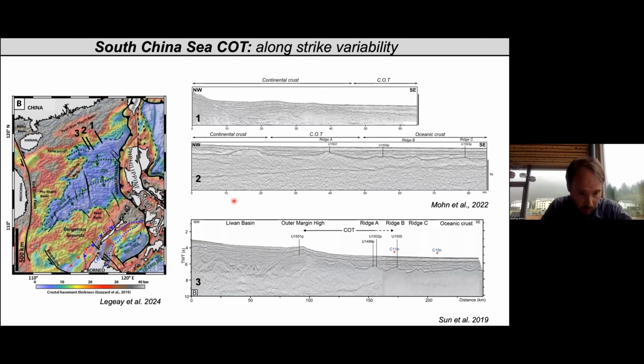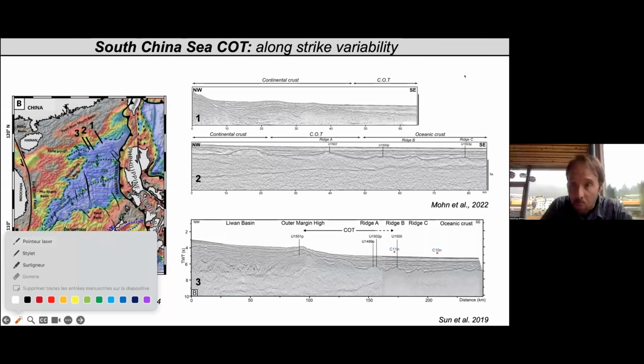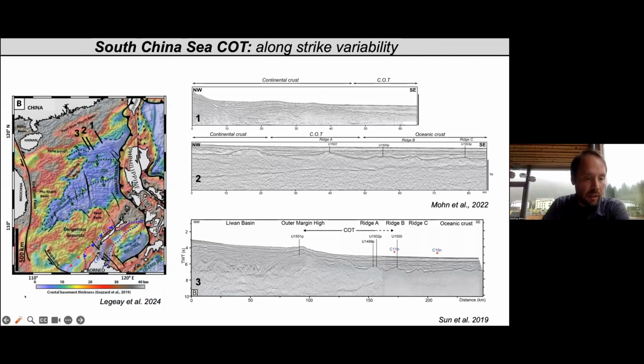Sorry, I just need to remove the zoom thing that is on the unit. Sorry. Perfect. I do not have my laser pointer anymore.